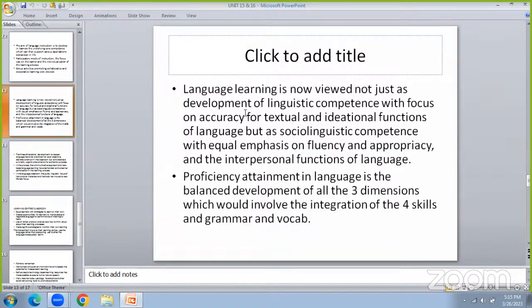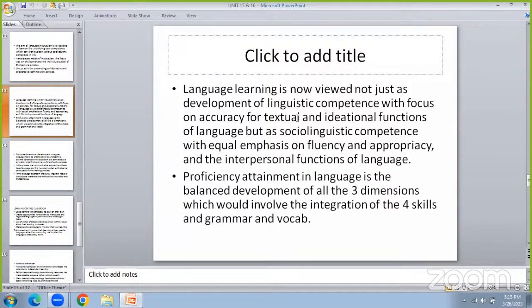Language learning is now viewed not just as a development of linguistic competence. Guys, let us understand. We are talking about a learning-centered classroom. What is happening in a classroom? What do we need to develop in a student? What does he need to be acquiring from attending a class? Why did he enroll? What are his needs?